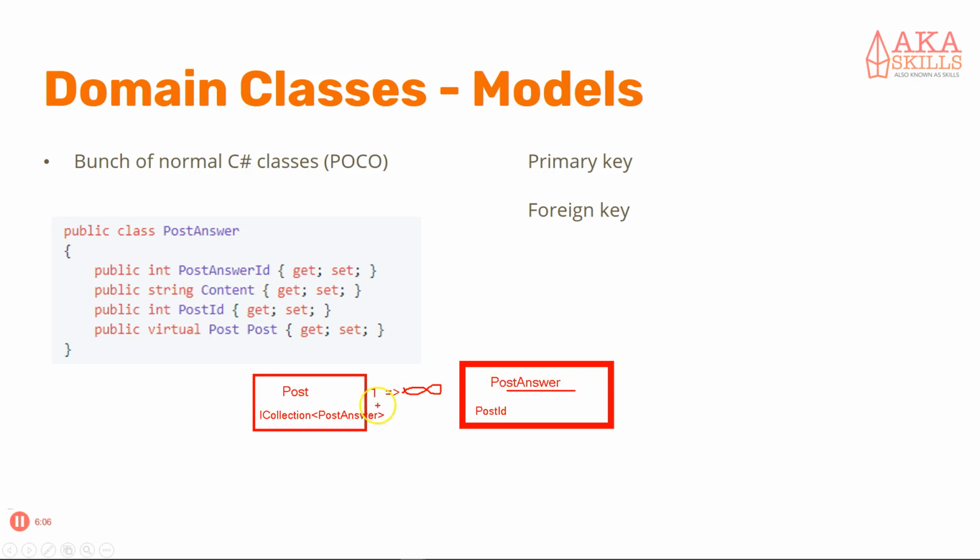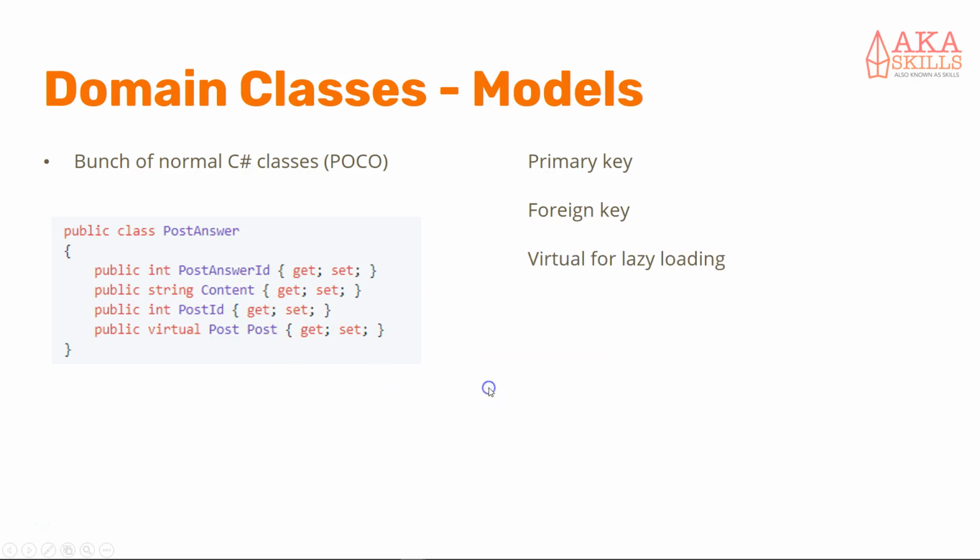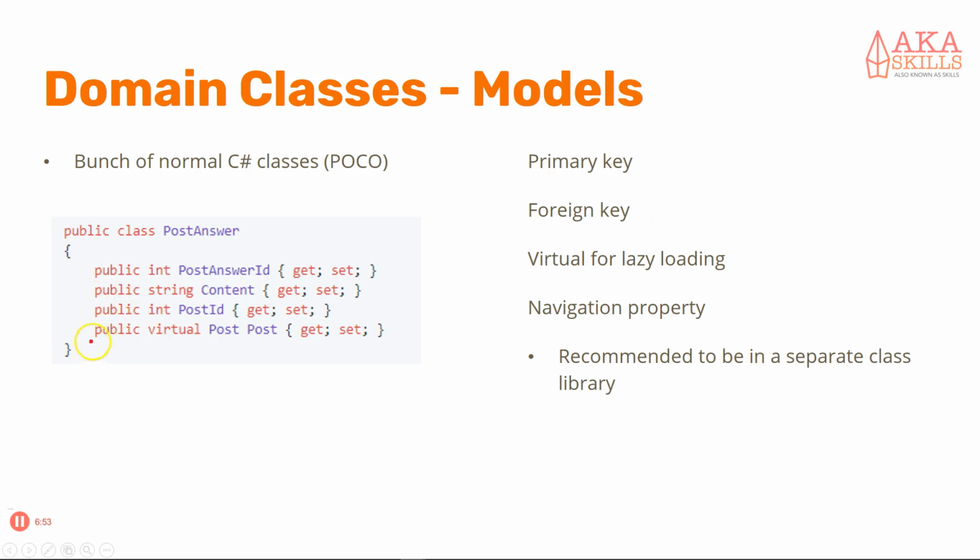So each post answer contains one post. So in my case, the foreign key is that post ID. How am I defining it? Well, thanks to virtual for lazy loading and navigation property. To have a foreign key, I need to have two fields. The first one is public virtual, the name of the class which I'm referencing, and after that, some name. The second thing is to have another property with this name plus ID.